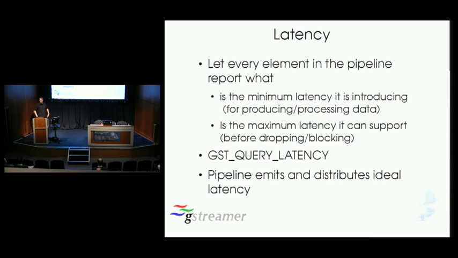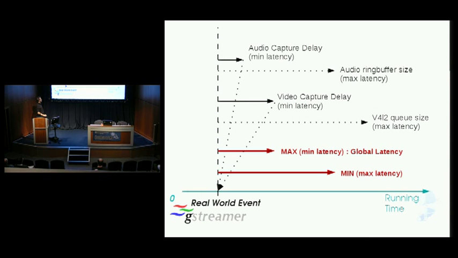So essentially the pipeline queries all elements in the pipeline. Every element reports this is the minimum and maximum that I will introduce and can support. And we end up with something like this. Those black lines are the ones that we talked about earlier on. So the audio source goes, oh, the minimum latency I will introduce is this much, and the maximum latency I can support is the ring buffer size in this case. Same thing for video. And once the pipeline has got all that information, it'll figure out what is the minimum delay that I need to introduce in order to give all elements in the pipeline, all processing in the pipeline, a chance to be synchronized in time.